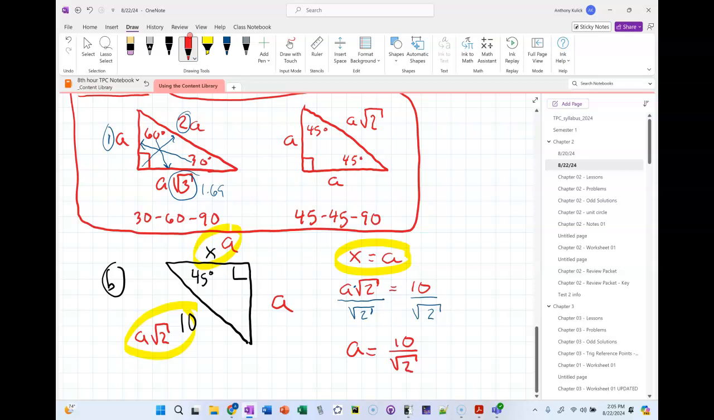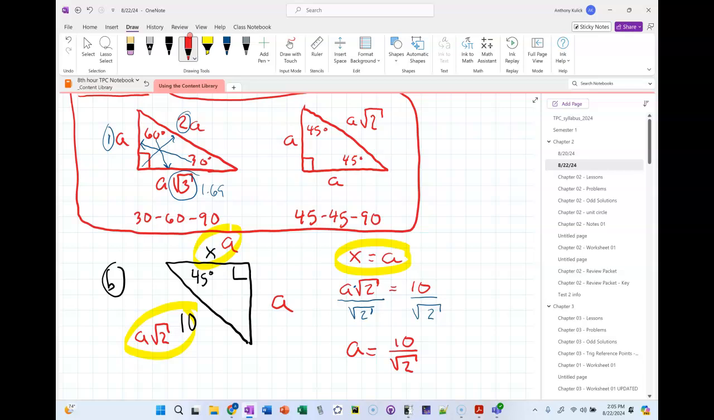Now the A is by itself, but 10 over square root 2, is that the way we want to write that? No. What's wrong with it? What don't we like? There's a square root in the denominator, right? We agreed some time ago that we didn't like to leave our answers that way. So we need to get that square root out of the denominator.